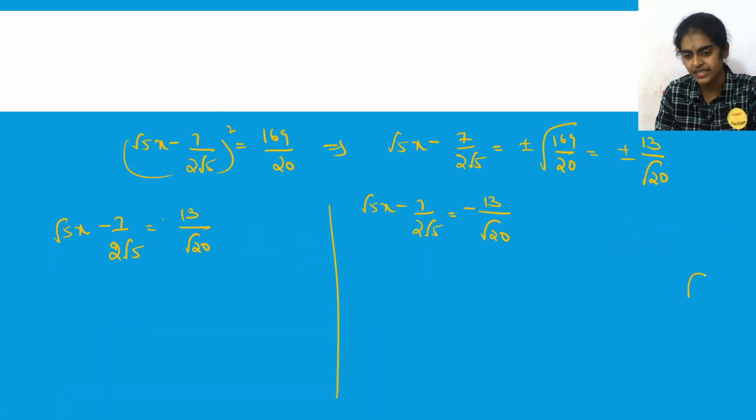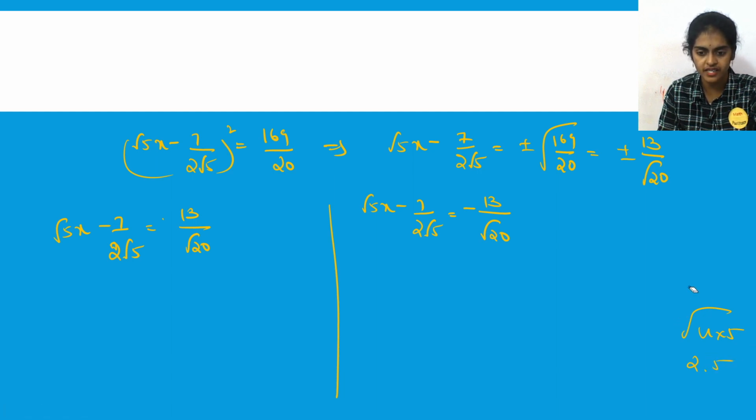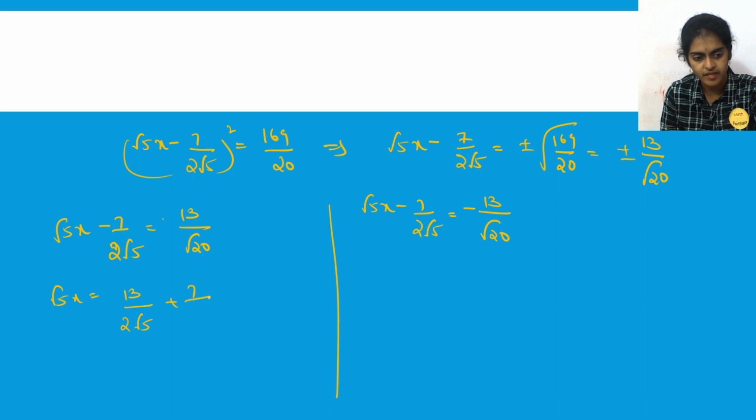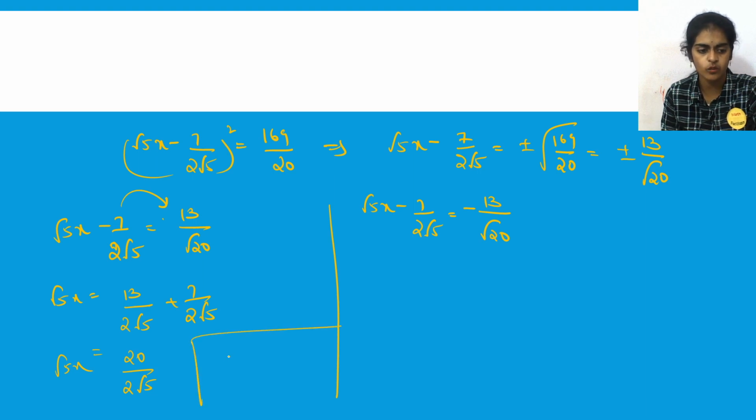Root 20 is nothing but 20, I can write as 4 fives. So root 4 is 2 and this is 2 root 5. So root 20 I can write as 2 root 5. Right, so this is root 5x is equal to 13 by 2 root 5 plus 7 by 2 root 5. Just transposing this. So take LCM, you will have 20 by 2 root 5, and this is nothing but root 5x. So what is x? X is 20 by 2 root 5 into root 5.